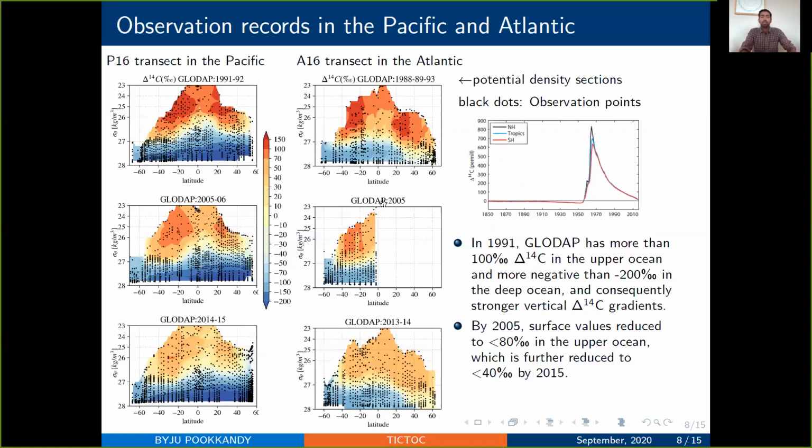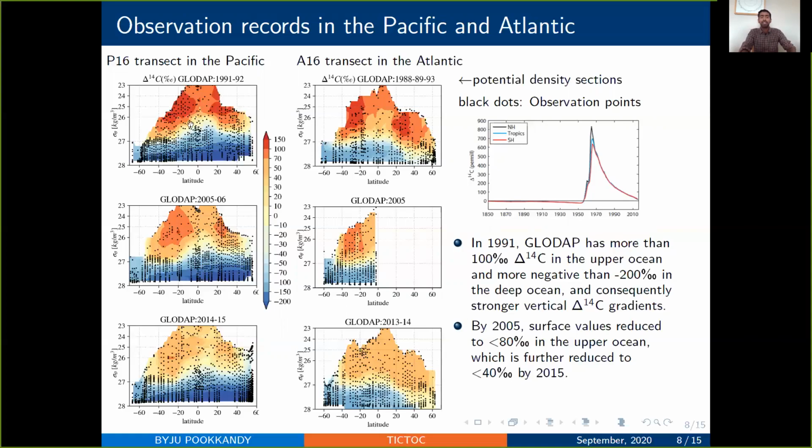It is plotted against the potential density because comparing the changes along the potential density rather than depth eliminates most of the effects of vertical water mass displacement by intermittent deepening and heaving of potential density layers. So this allows the comparison of C14 in the same water mass between two data sets and time periods. The observation records are compiled for the periods 1990s, 2000s, and 2010s for better coverage. And the black dots here show the sample locations.